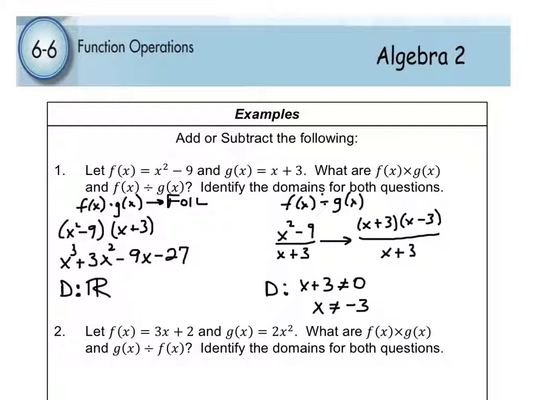Things that are the same, x plus 3 and x plus 3, I can cancel those out, and I'm left with an x minus 3. So if I take f and divide it by g, I end up with x minus 3. So there are going to be some cases where you're going to have to simplify it, especially with division.